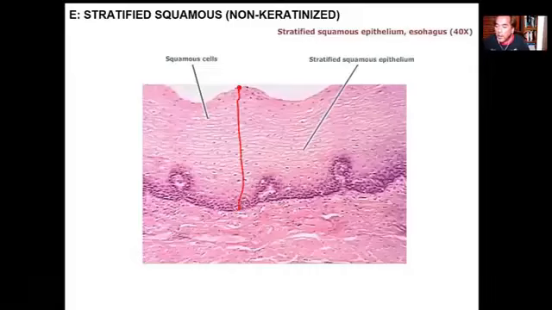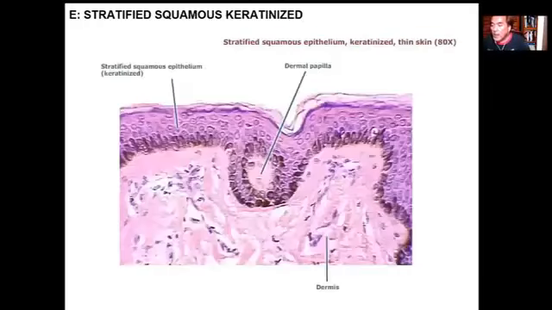Again, epithelium is from here to here. The top layer still has nuclei. So we have stratified, the cells are flattened on top, stratified squamous, and it has nuclei on top. So we call it stratified squamous non-keratinized. The epithelium is actually from here to here.